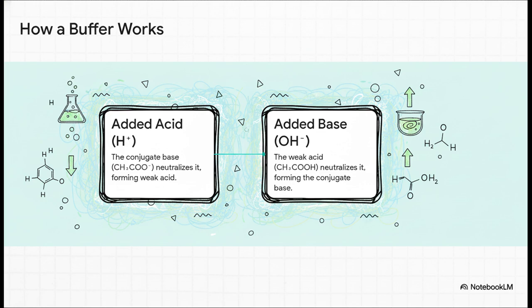This is the absolute magic of a buffer. It's basically a solution with both a weak acid and its partner, the conjugate base, hanging out together. This pair acts like a chemical sponge. If you pour in some acid, the conjugate base just soaks it right up. If you add a base, the weak acid jumps in and neutralizes it. And the result? The pH barely budges. It's the reason our blood pH stays so stable. It's an incredible life-sustaining buffer system.